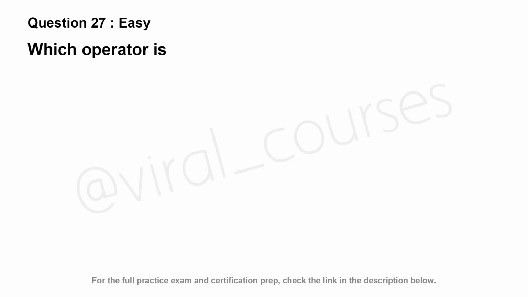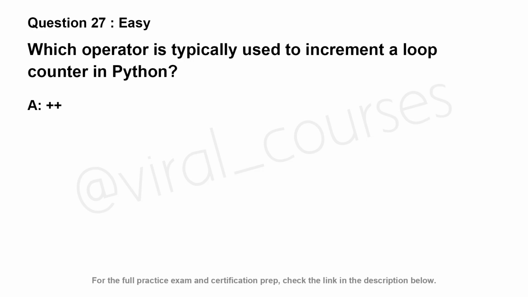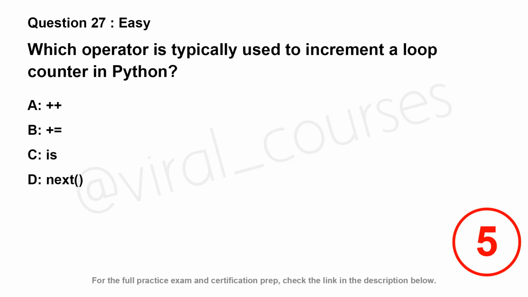Which operator is typically used to increment a loop counter in Python? Option A, ++. Option B, +=. Option C, is. Option D, next.